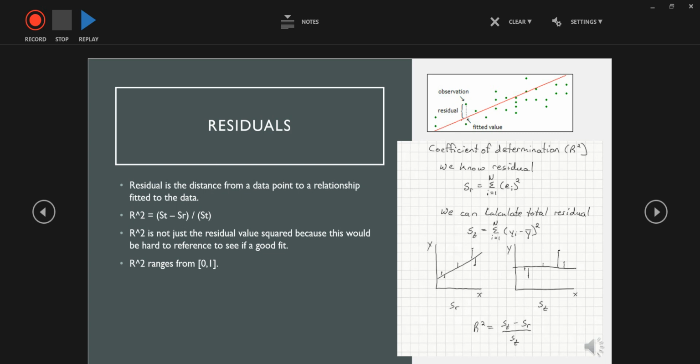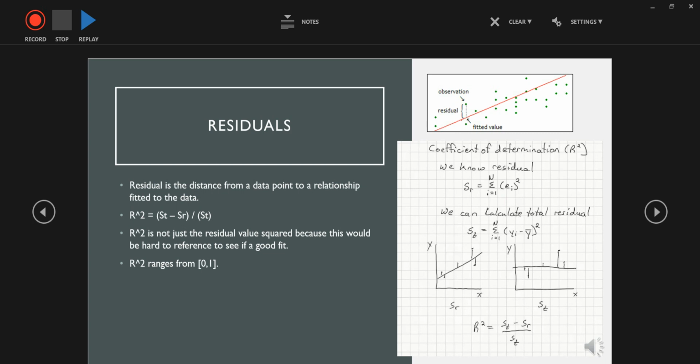These can range in any magnitude because we can never tell how far a point's going to be off the line. It can be all the way up here, or it could be down there or something. So we never know, so there is no range for what a residual could be. But we use r squared. So r squared is a little bit different.